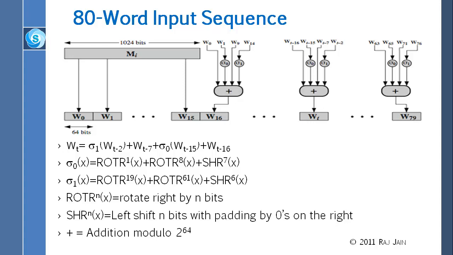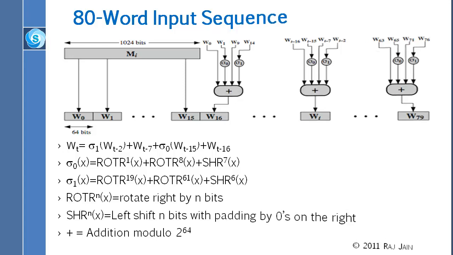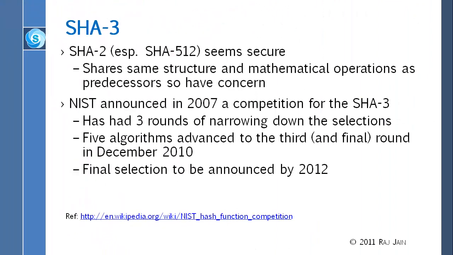Right? So this is all available as code, but the book works out the whole example. It takes a message and then takes it through all of these steps. All right. So, SHA-3.